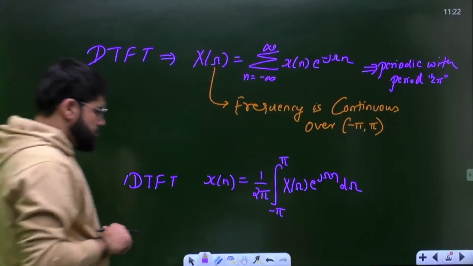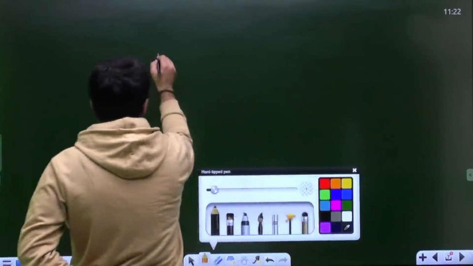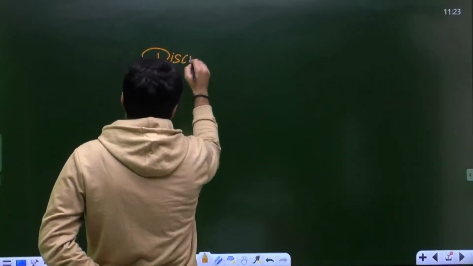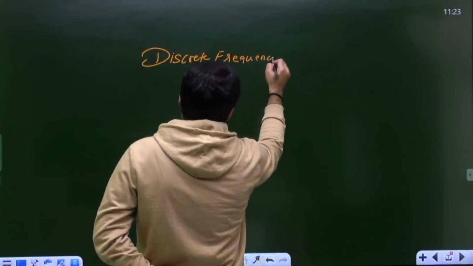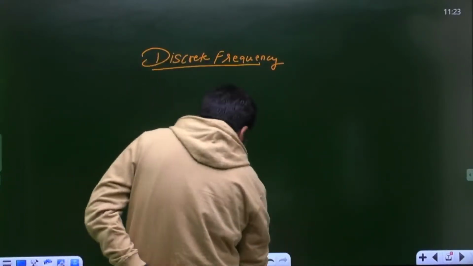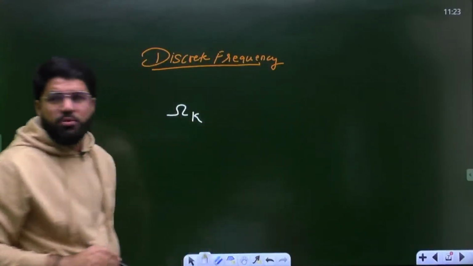Now I was about to define the discrete frequency. What is that discrete frequency? What is the idea of the discrete frequency? See, if you know DTFT and if you know the concept of discrete frequency, you can write down the DFT formula. So I represent a discrete frequency, suppose omega k.